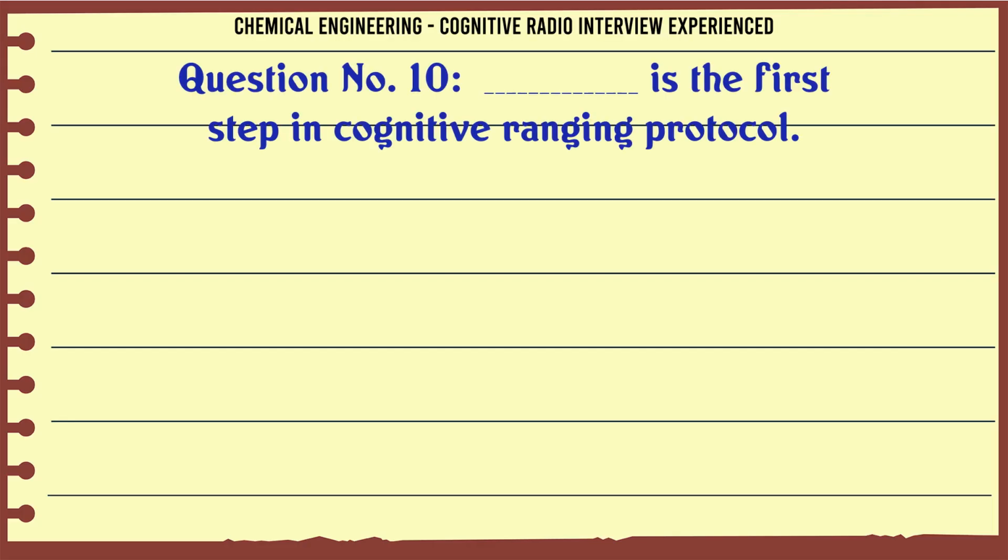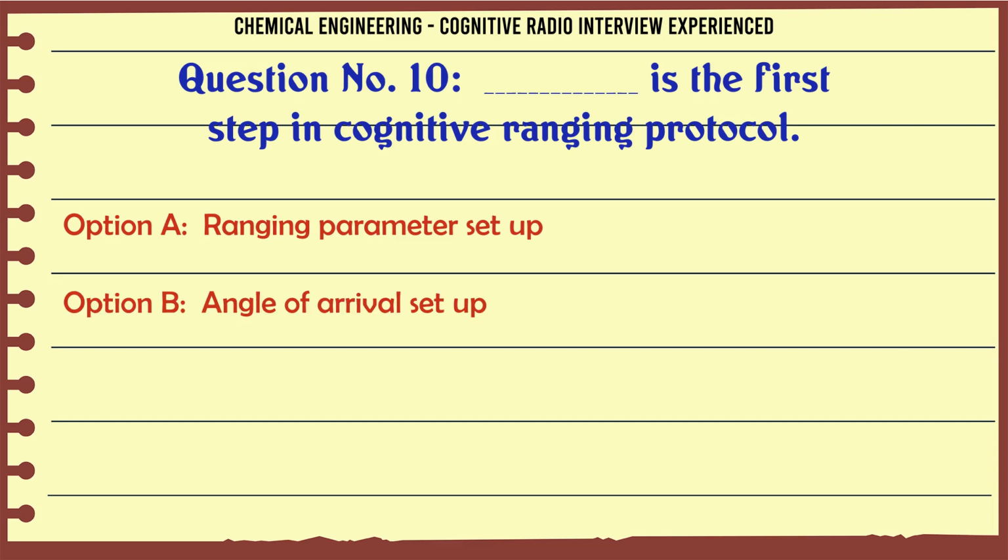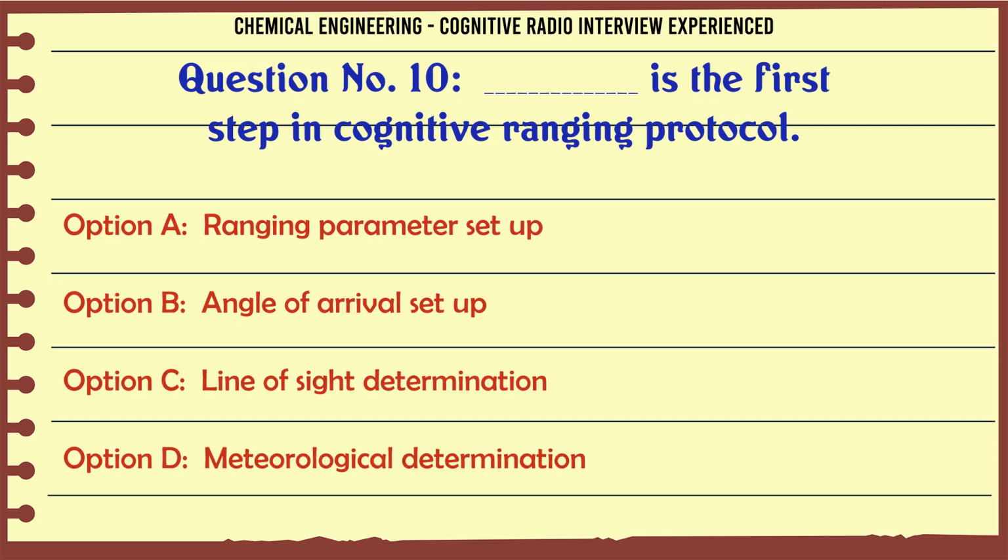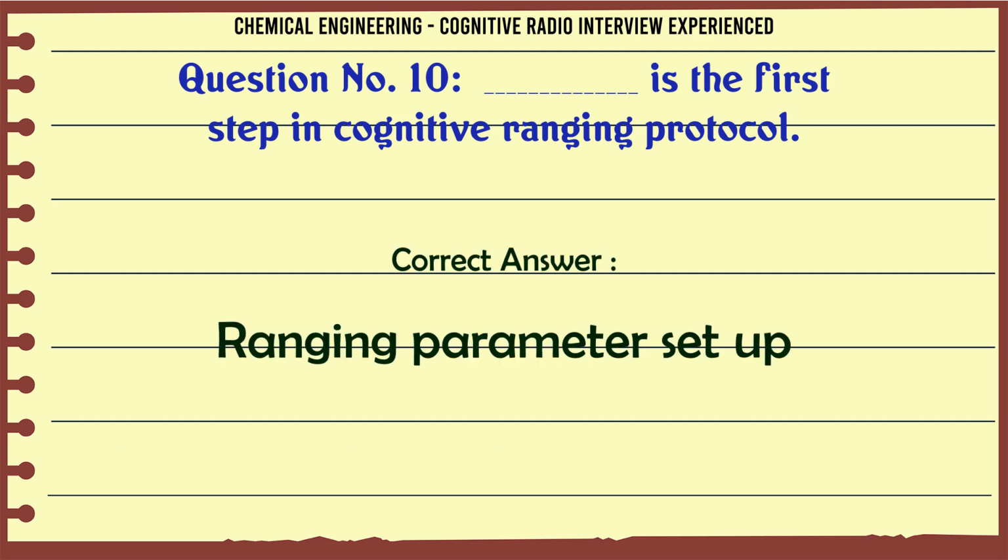What is the first step in cognitive ranging protocol? A. Ranging parameter setup. B. Angle of arrival setup. C. Line of sight determination. D. Meteorological determination. The correct answer is ranging parameter setup.